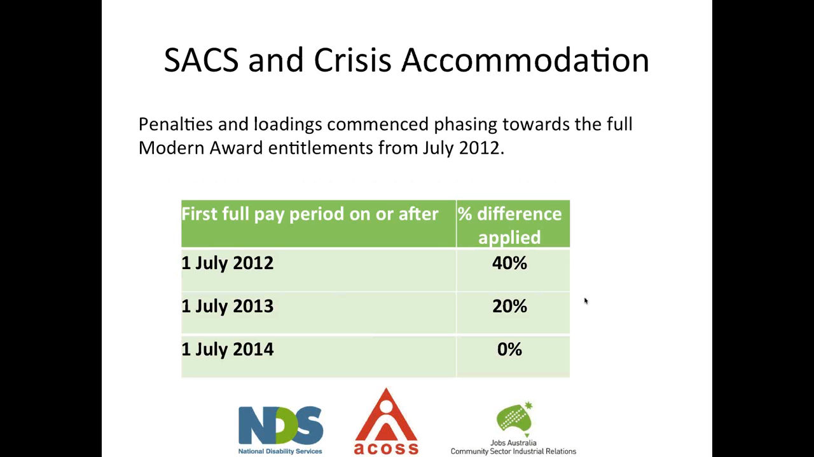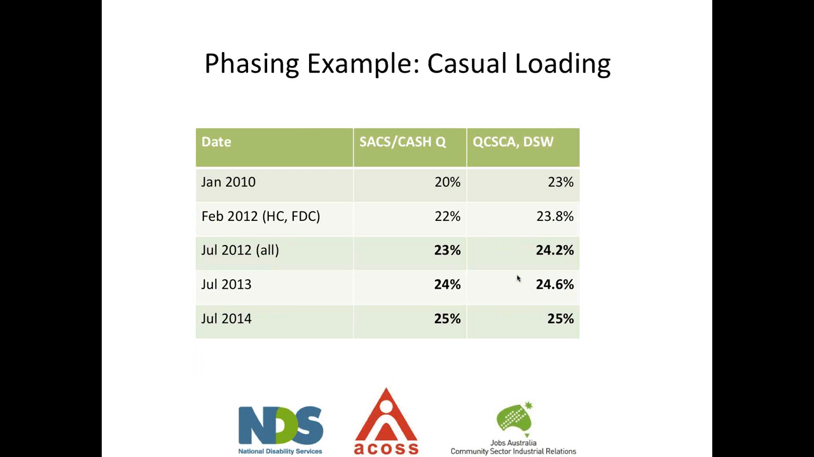So in terms of SACS and crisis accommodation workers, from the 1st of July this year, there are some old loadings and penalties that applied in the old state awards, that we now need to move over to the modern award. And the way we do that is that from the 1st of July each year, from 2012 right through to 2014, you either get 40% of a loading that exists in the modern award that didn't exist in the old award, or in fact you lose 40% of a loading that existed in the old award but doesn't exist in the modern award. And it is possible for those 2 things to be happening at the same time.